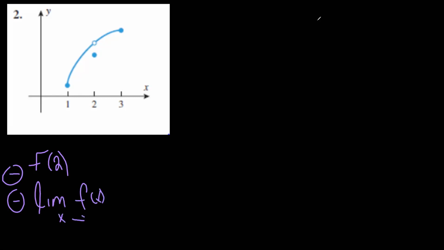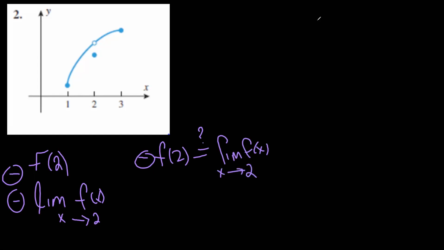Now, I want to check the continuity at point two. What I have to do, the first step, is find f of two. The second step, I have to find limit f of x when x approaches two. And the third step, I want to check that f of two is equal to limit f of x when x approaches two. So here I have to check all these three conditions. If they are satisfied, I can say that the function is continuous at x equal 2. Let's start with the first one.